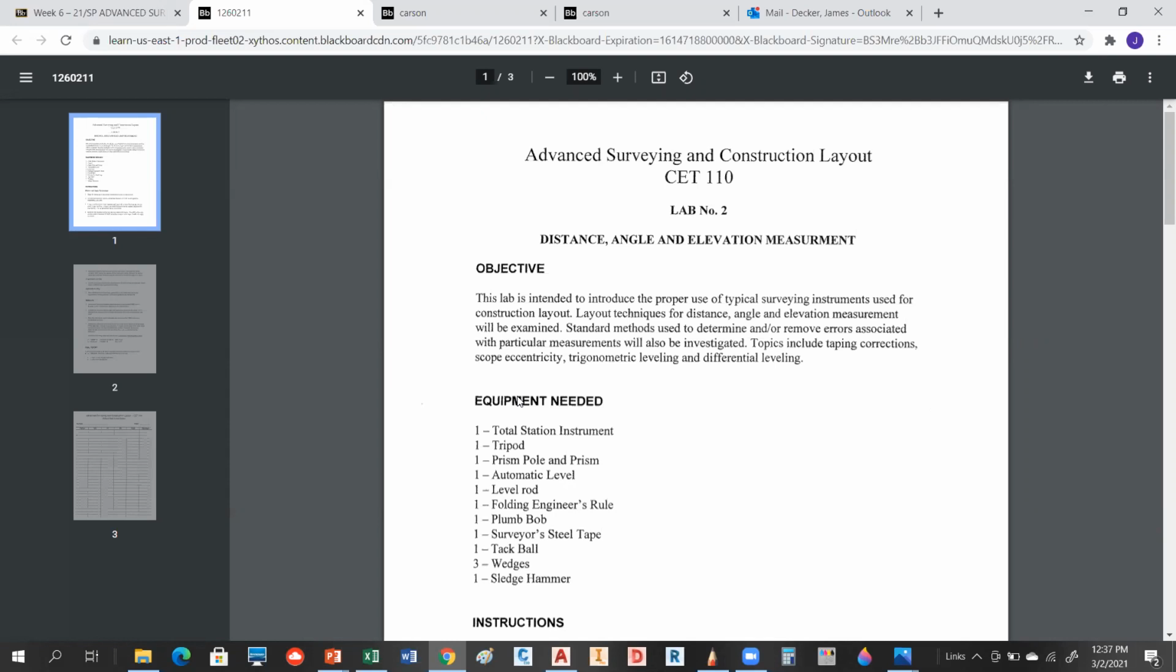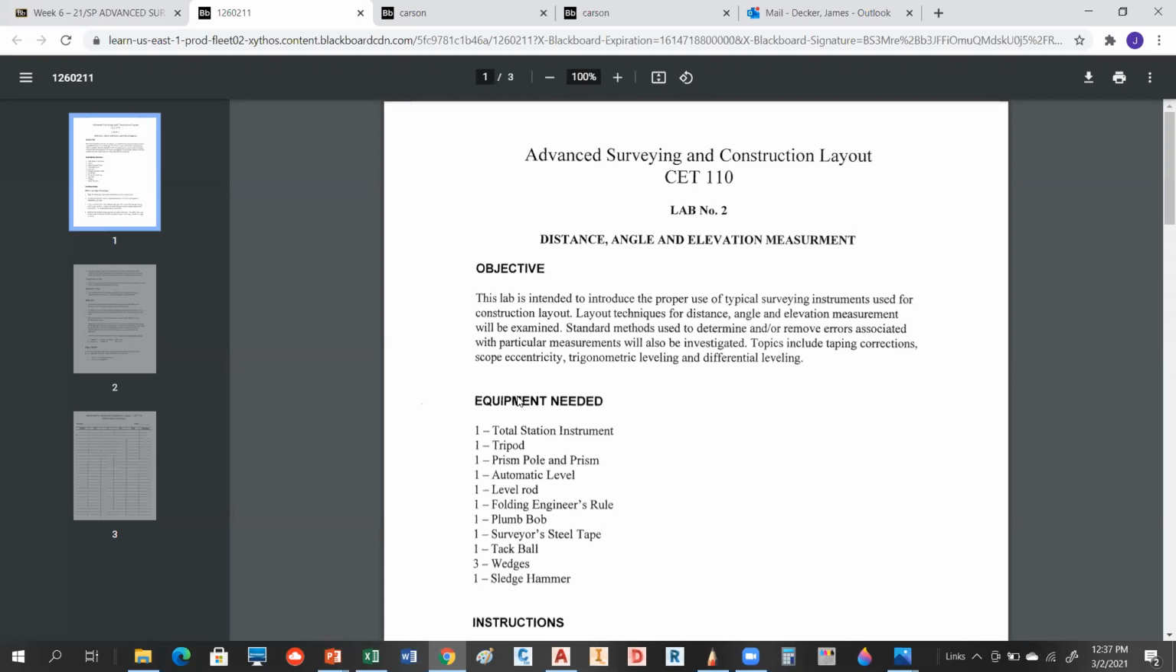Okay, so let's go through this. I want to show you specifically what we're going to be doing on this lab. This is going to tie a lot of these things together. We're going to do a little layout. We're going to do a little measurement. We're going to do distance, angle, and elevation measurement on this. So there's a lot to do. It's not real tough to do, but there's a lot to do.